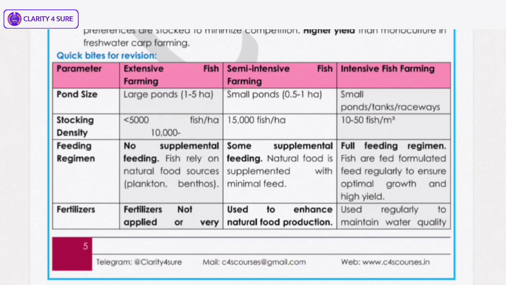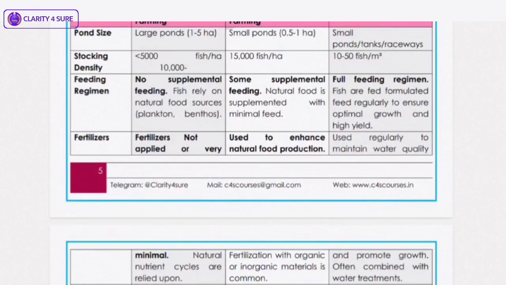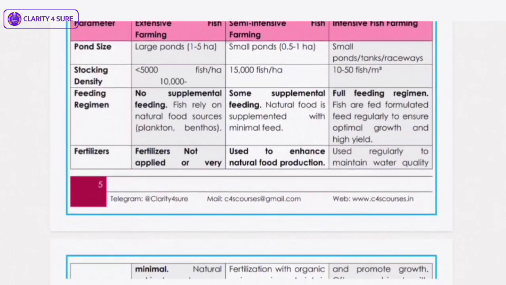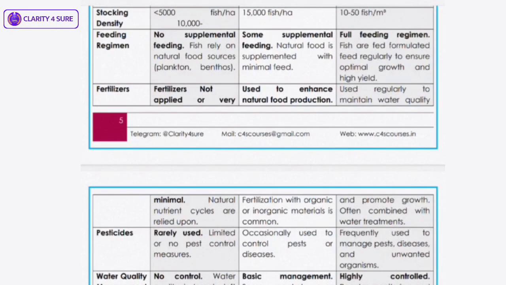So the feeding regimen, let's talk about it. In extensive, no supplemental feeding is required. So the natural food sources are going to suffice. For semi-intensive fish farming, some supplemental feeding is required. For intensive farming, fish are fed formulated feed regularly to ensure optimal growth and high yield. Next, we have fertilizers. So, in case of extensive, fertilizers are not applied or are very minimal. In case of semi-intensive, it is used to enhance natural food production, and in case of intensive, it is used regularly to maintain water quality and promote growth. Often it is combined with water treatments.